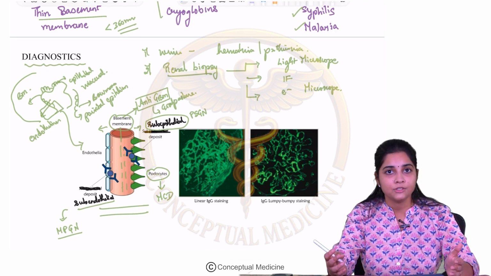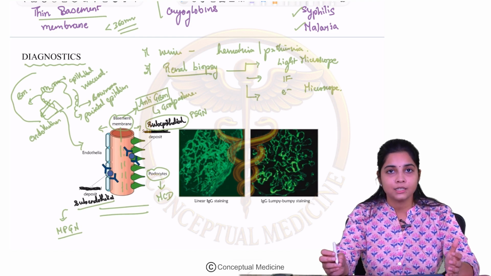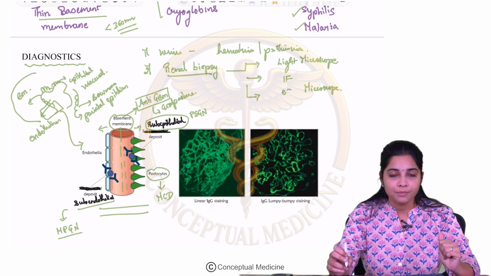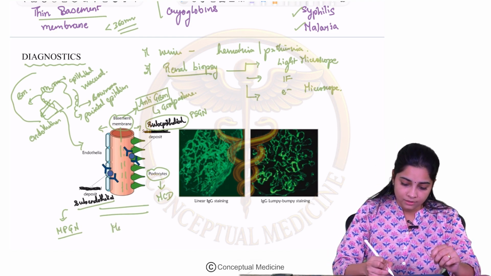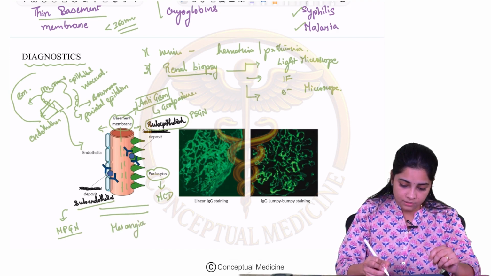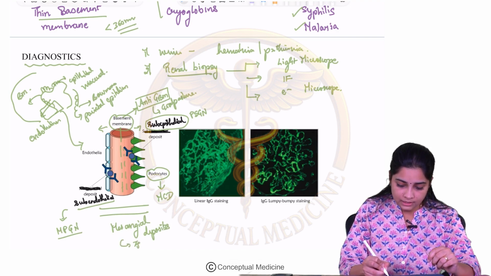So you have your anti-GBM, then you have subendothelial deposits in your MPGN, subepithelial deposits in your PSGN, then you can have a podocytopathy in your minimal change disease, and only mesangial deposits are seen, for example, in IgA nephropathy.